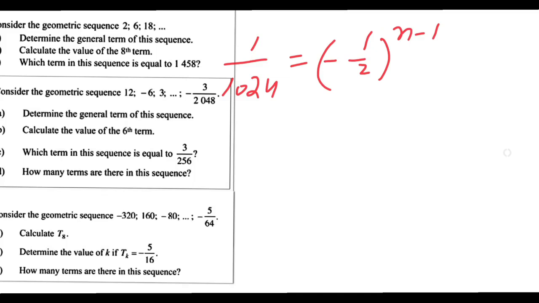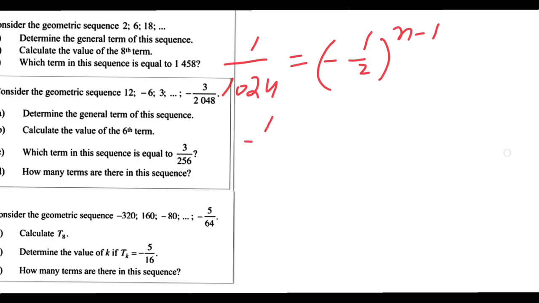Now from here I can apply the absolute value. I'm going to solve using absolute values. Take the absolute value of both sides to simplify the base. The absolute value removes the negative sign from a number, so the negative number becomes positive.